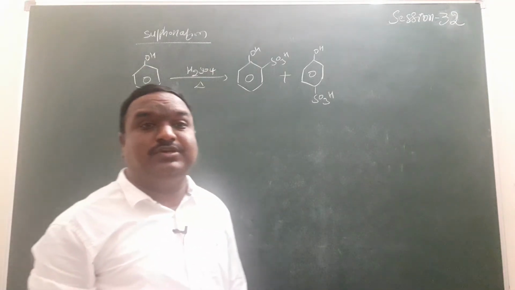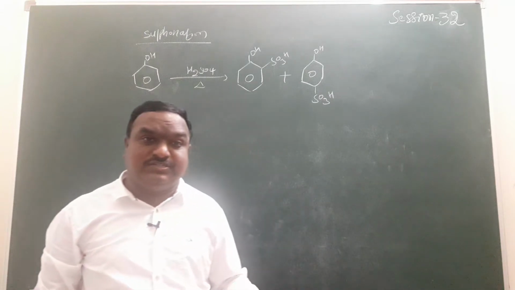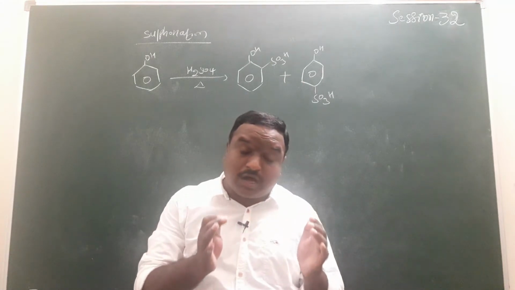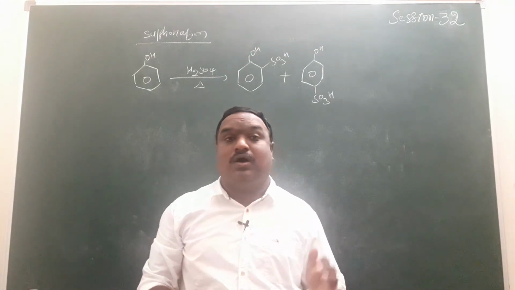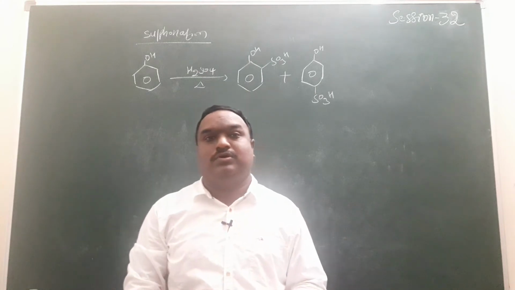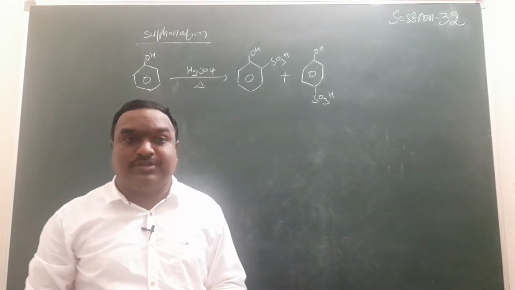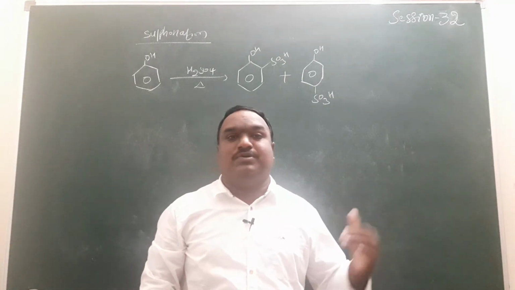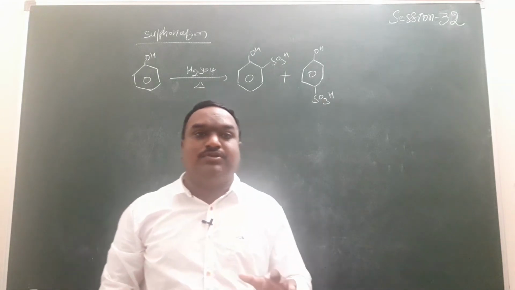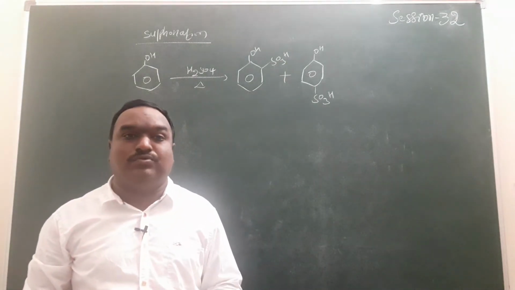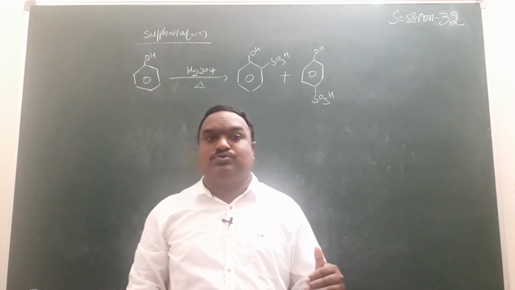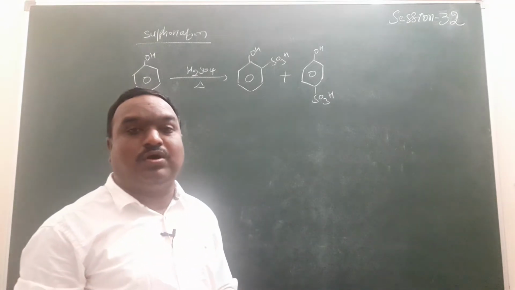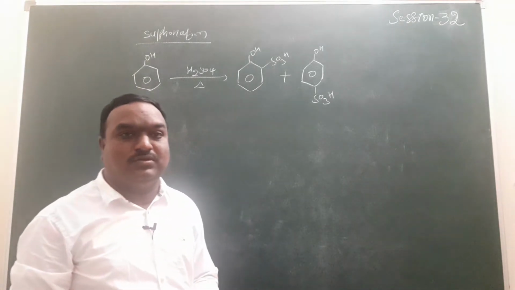But which is major? Wherever the low temperature of 298 Kelvin is given, the ortho percentage is more; ortho is the major compound. Above 300 temperature, the para isomer is major. Based on the given temperature we can write the major compounds. So 298, the lower temperature, means the ortho isomer percentage is more here.